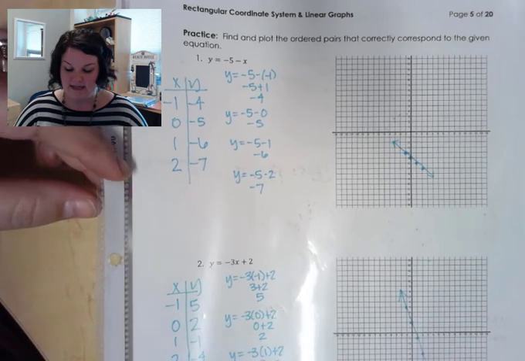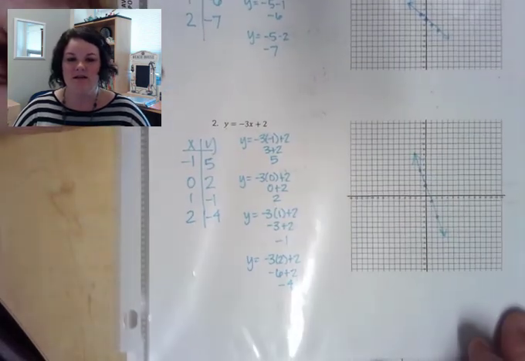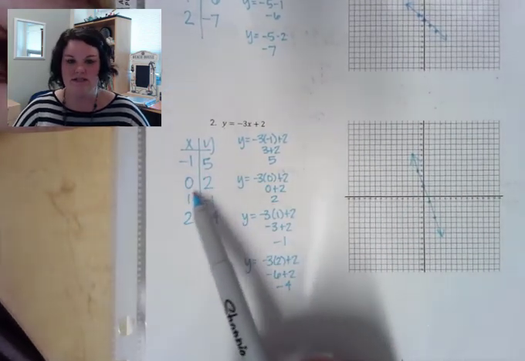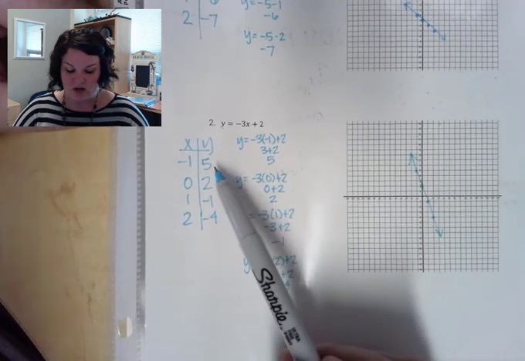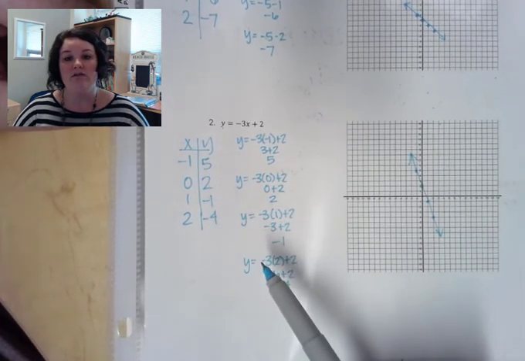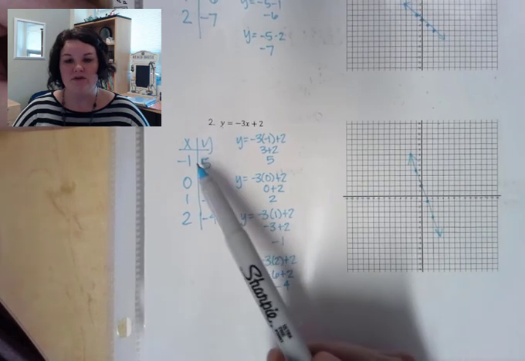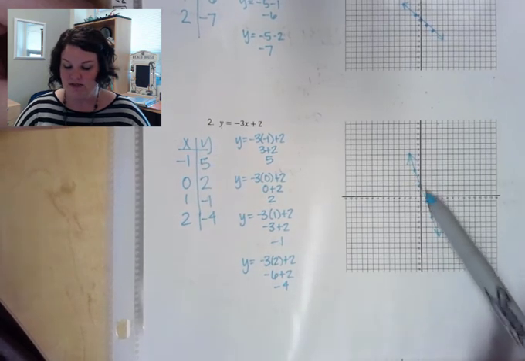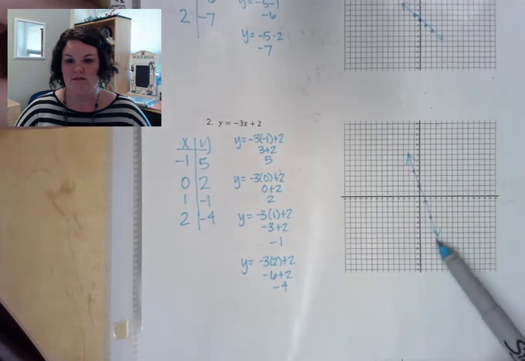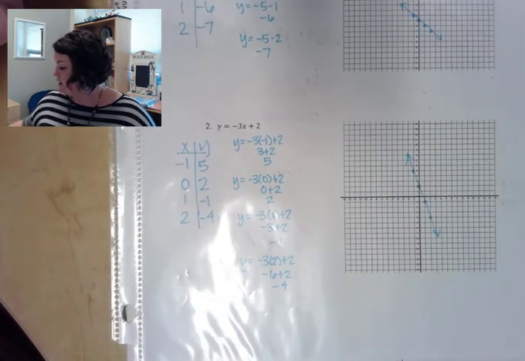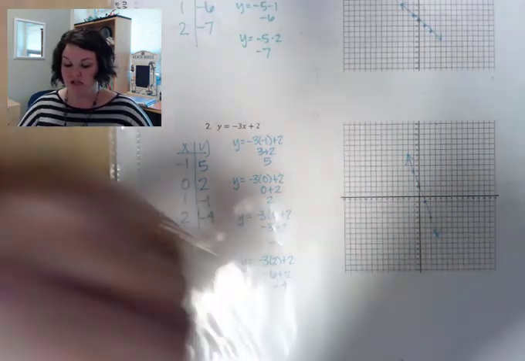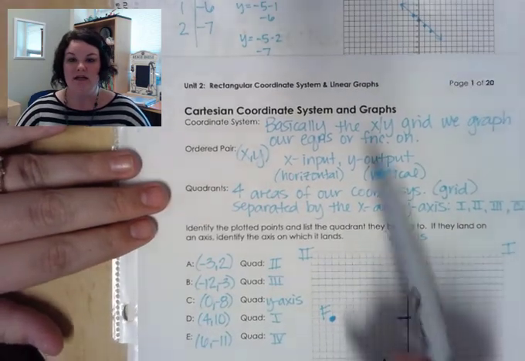All right, looking at the second one, same idea. Still plugging in -1, 0, 1, and 2. When you plug those into this equation, you should have gotten 5, 2, -1, and -4. And when you graph those solution points, you should have gotten something that looks like this. Okay? All right, so that is the end of the Cartesian coordinate system and graphs.